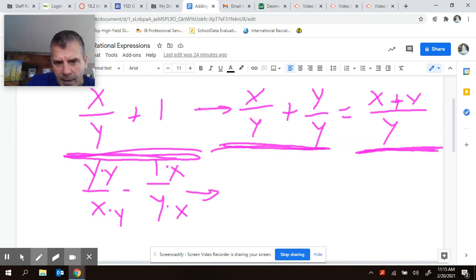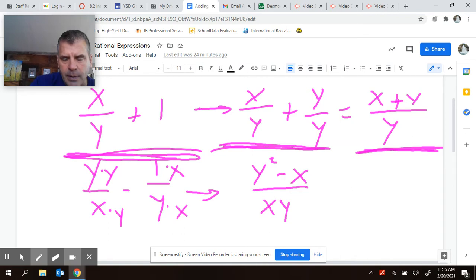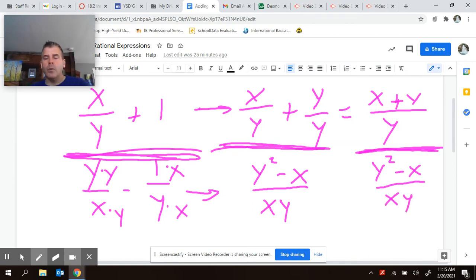And then on the bottom here, I'm going to have this xy as my common denominator. And then I have y squared. Y times y there is y squared, minus 1 times x gives you x. And so what I have is still a complex fraction. What do we do with this? You're going to invert the bottom because all this bar here means is this, divide.